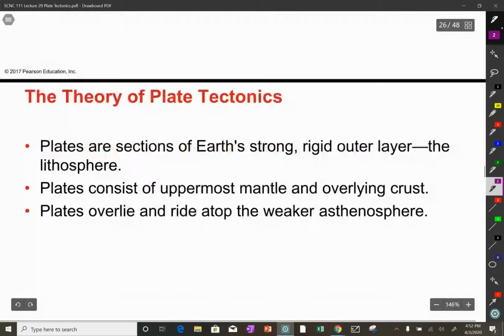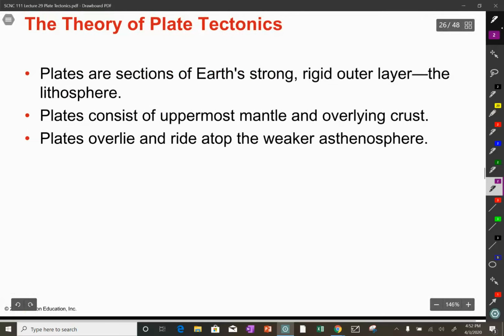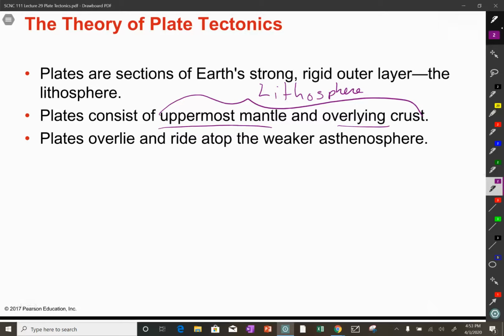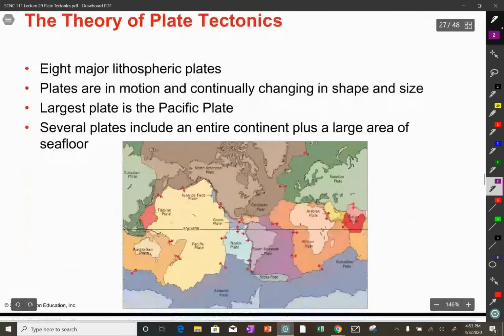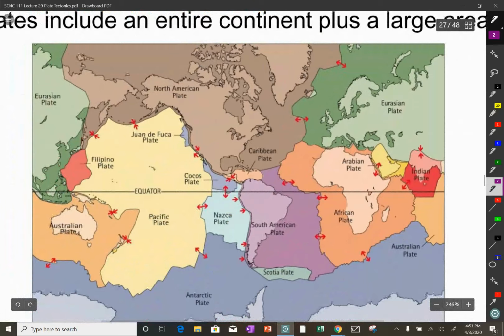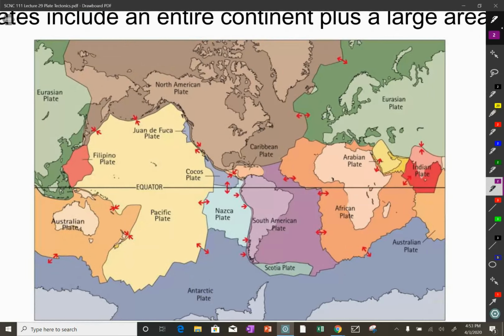The plates are the upper mantle and the crust. And remember, combined, we call that the lithosphere. So these tectonic plates are the lithosphere, and they ride on top of the asthenosphere, which, remember I said I was taught it was like the grease over which they slide. So here's a picture that shows the major plates of the Earth.